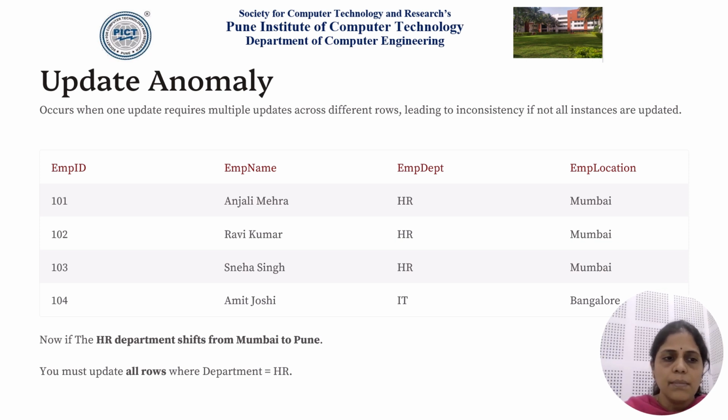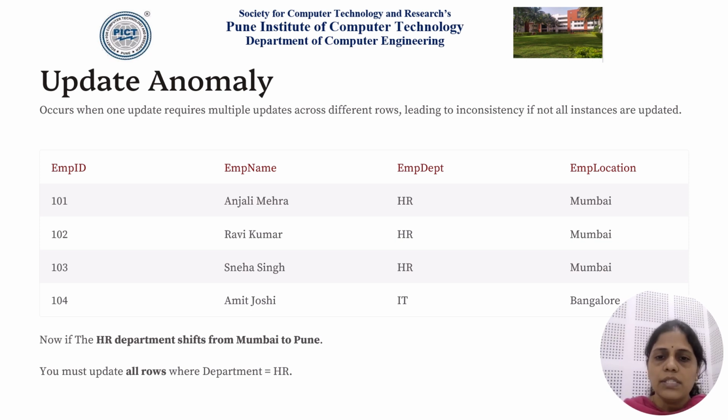So the same example: employee ID, employee name, department, and the location. I do have two departments, one is HR and IT. Location is Mumbai and Bangalore. For the HR department I do have 3 records. So for example, let us say the HR department has been shifted from Mumbai to Pune. So I just have to change the employee location of this department, Mumbai to Pune for HR.